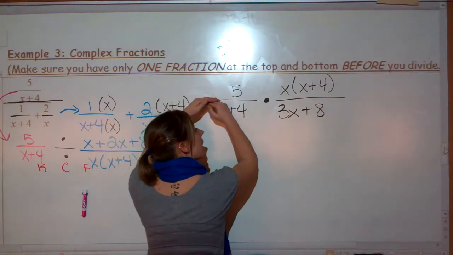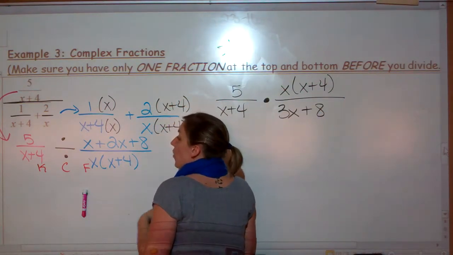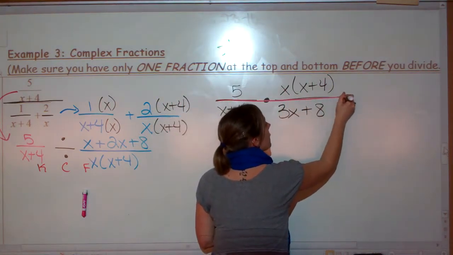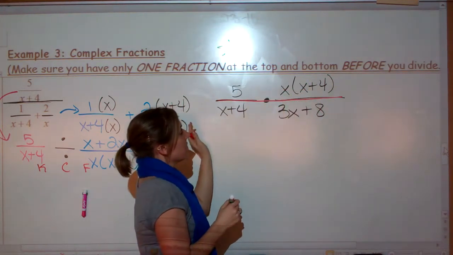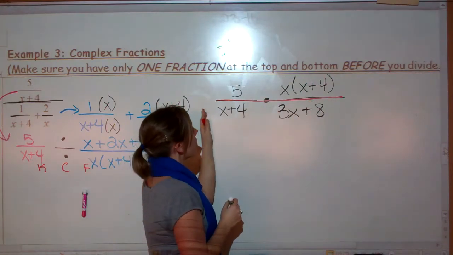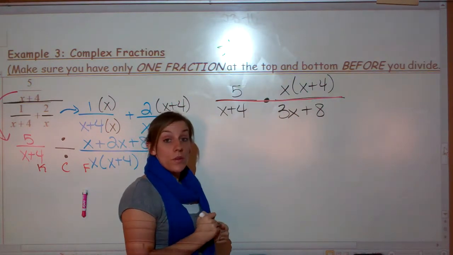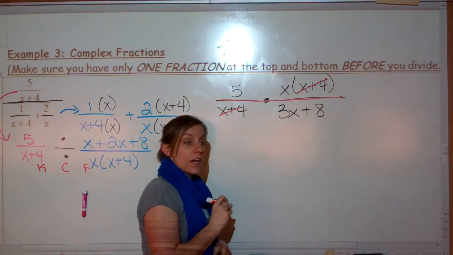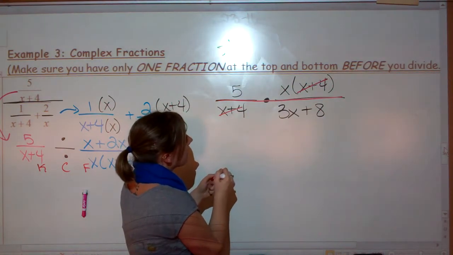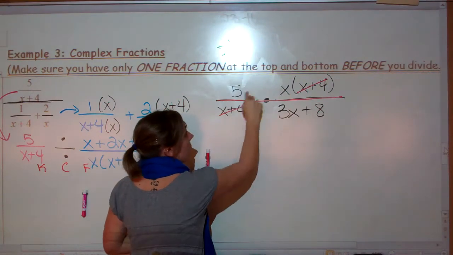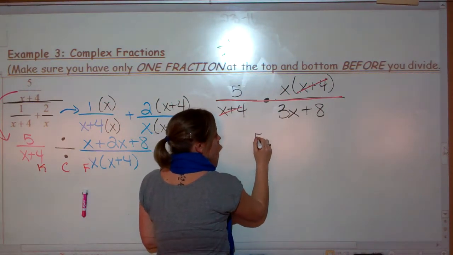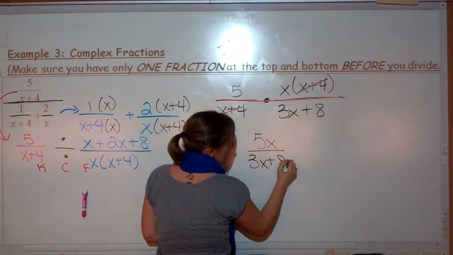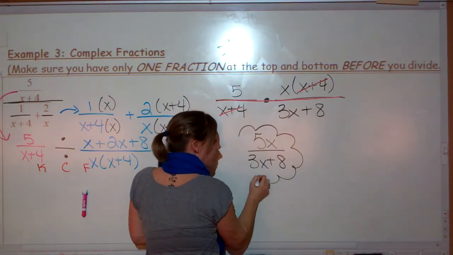But remember, a multiplication problem just means it's really just one big problem. So let's look at it as one big problem. It's just this times this over this times this. And if you notice, our x plus 4s will cancel out. Alright, so our x plus 4's cancel out, and we are just left with 5x in the numerator and 3x plus 8 in the denominator. So it worked out pretty well for us.